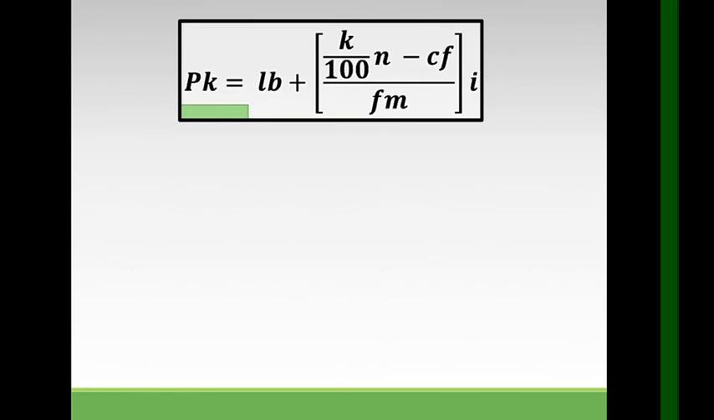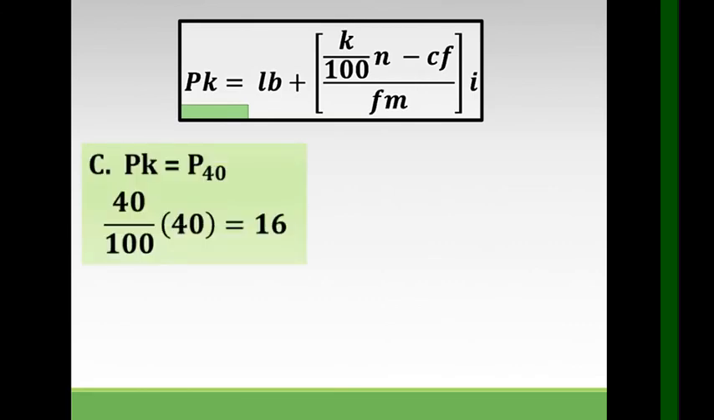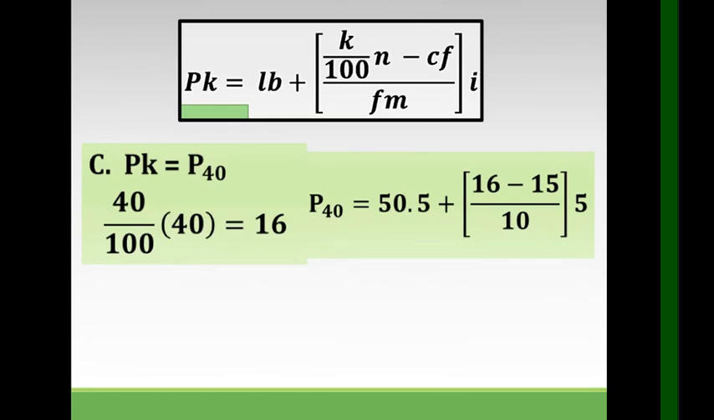Then after that, ayan. So this is the formula. Ito yung na-compute natin kanina. And substitute na yung mga sinabi ko kanina. So, yung P40 is equal to 50.5 plus quantity 16 minus 15. Again, yung 16 na-solve na natin, so hindi na natin kailangan i-solve ulit ito. So, 16 minus 15 over 10 times 5.